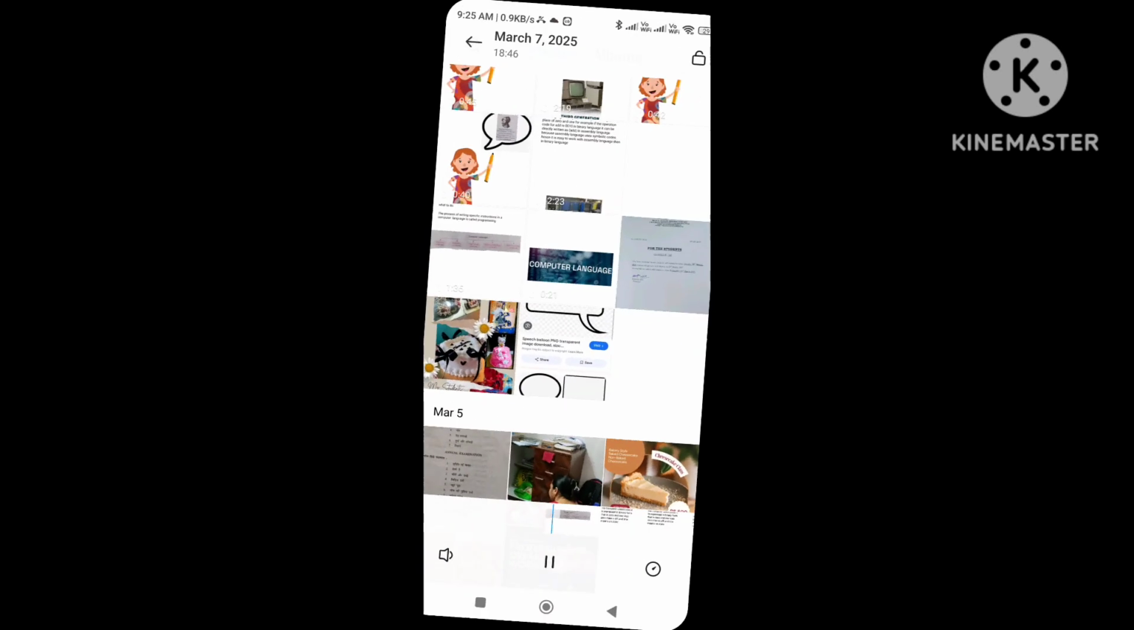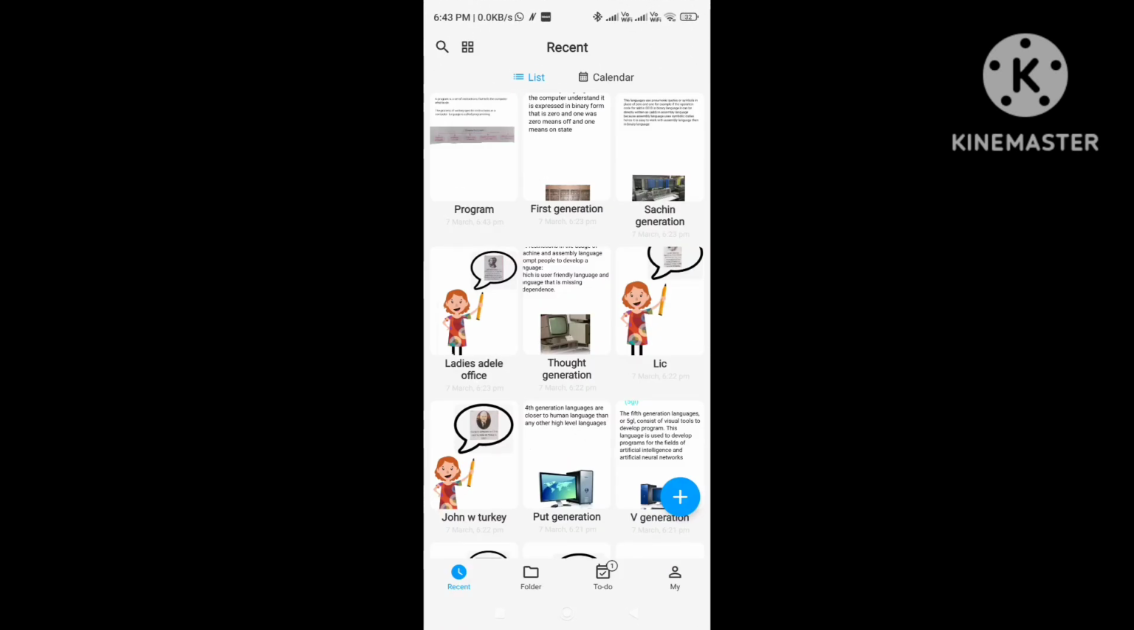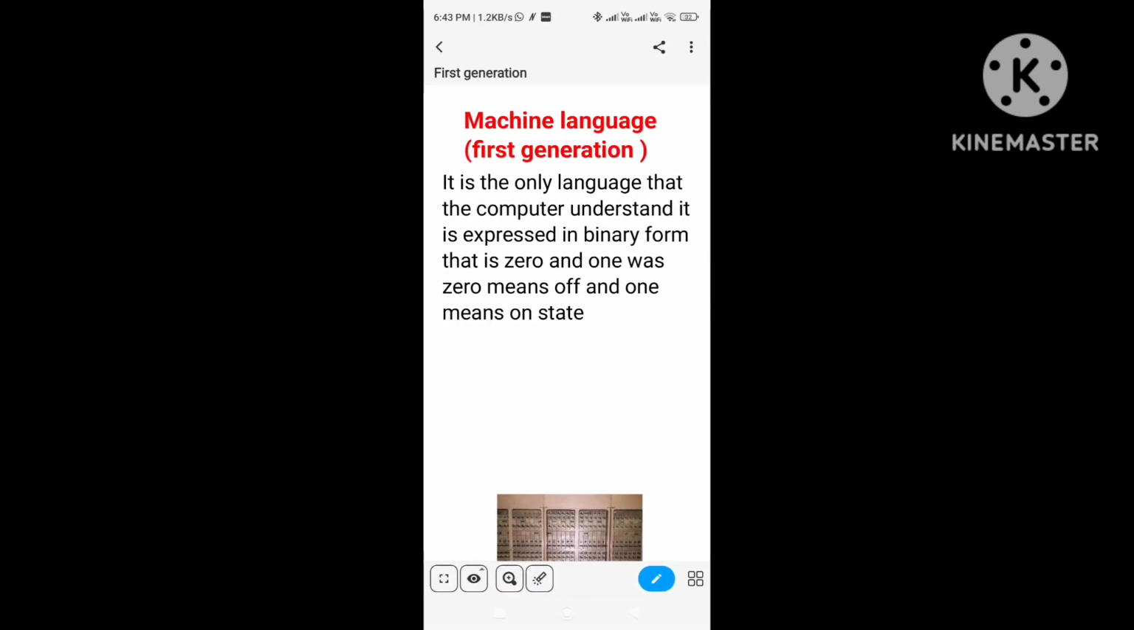Hi students, today we will learn about computer language for class 6. Now let's begin with machine language.